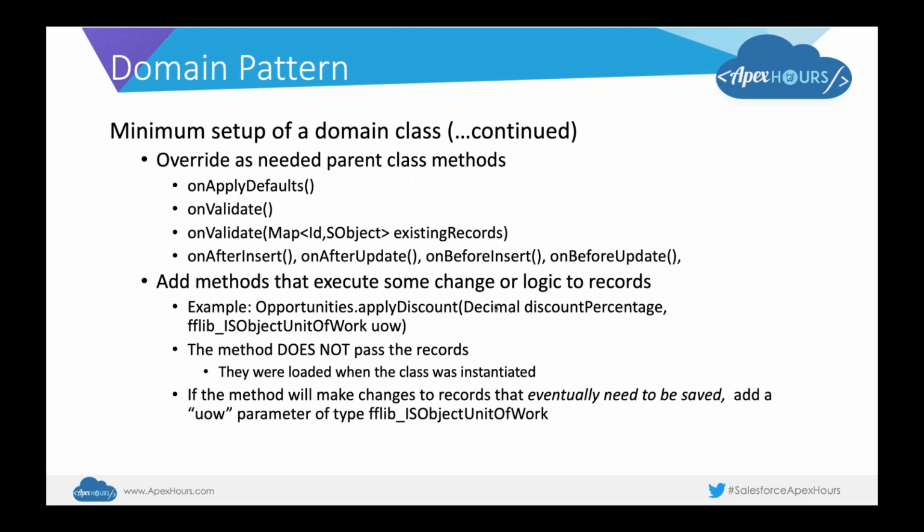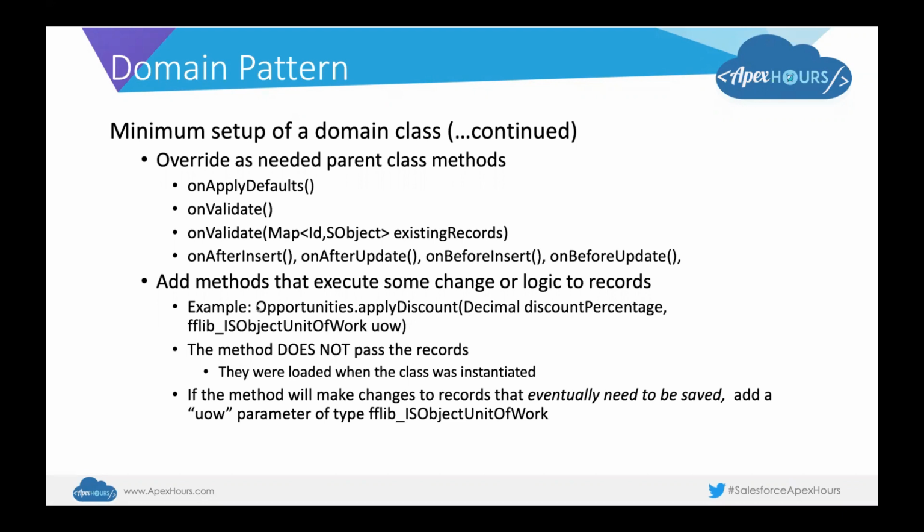And then, again, like I said, you'll add the methods that execute some level of change to or logic to the records. So for the example, there was the applyDiscount method that we saw. The method does not pass the records. When you look at applyDiscount, you look at it on the discount percentage and this unit of work, but nowhere in the method does it actually pass in the records that you want to work with.